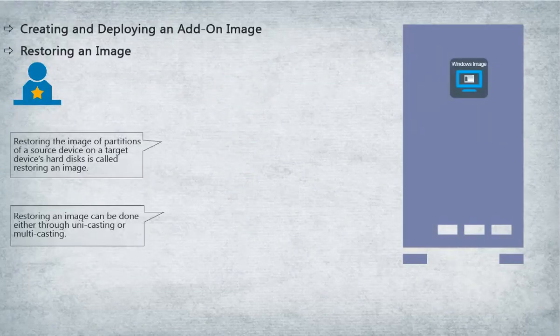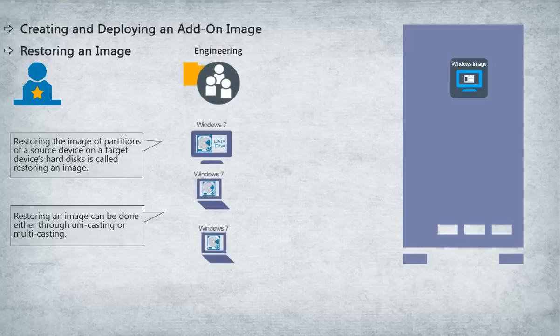Next, David wants to deploy the master image to the new devices of the engineering team and the finance team. Before upgrading the devices, he needs to preserve data stored on the old devices that is specific to the engineering team. To do this, David creates an add-on image that contains the engineering team's data. Deploying an image can be done either through unicasting or multicasting.